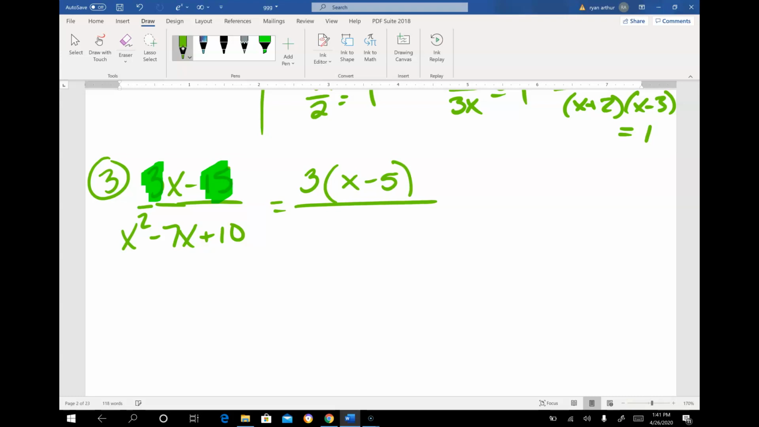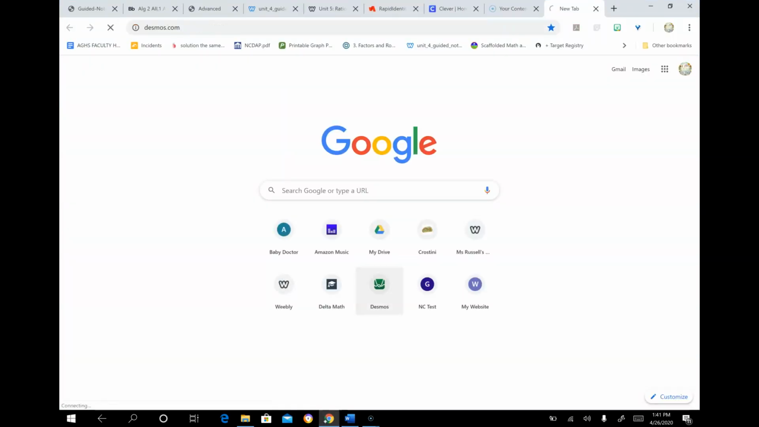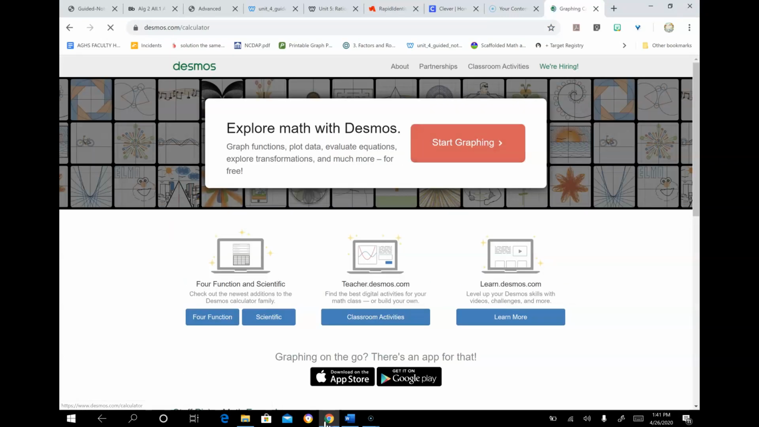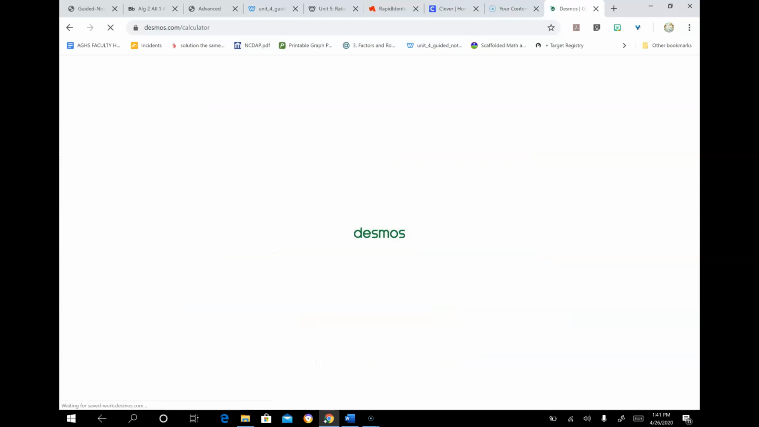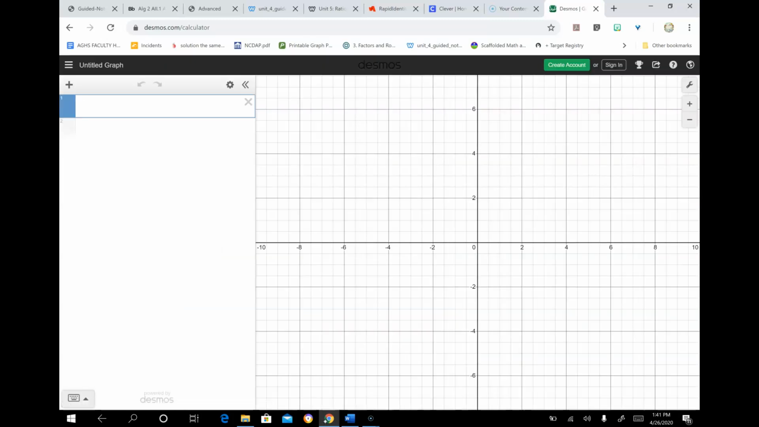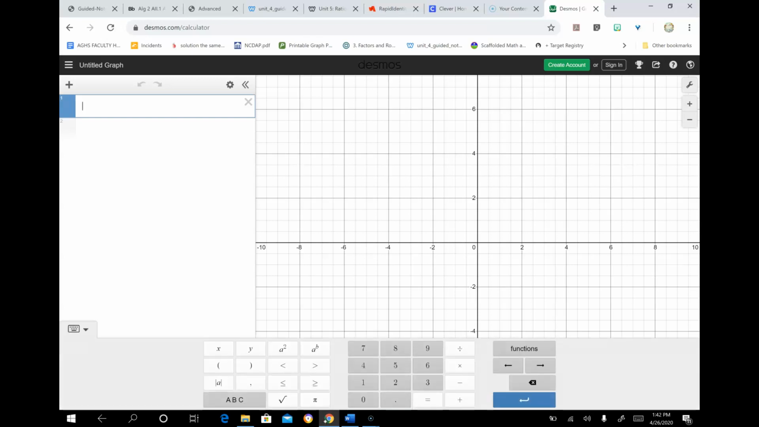Now, you watched videos yesterday reviewing how to factor different polynomials. I want to show you how you can use Desmos sometimes. It does not always work, but it sometimes works. A factor is basically where the graph crosses the x-axis. That is really all a factor is. So that denominator, x squared minus 7x plus 10, I want to factor it using Desmos if I can.